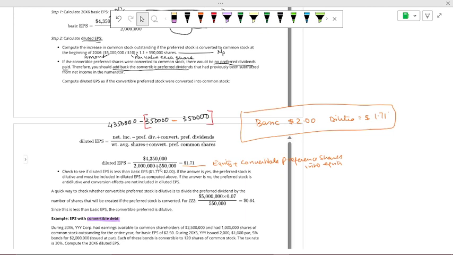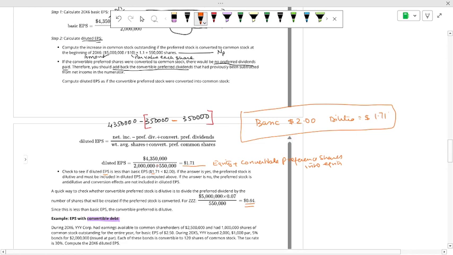What are they saying? Check to see if diluted EPS is less than basic EPS. If yes, the preferred stock dividends will be included in the diluted. They are saying cross verification. A quick way to check: diluted is less than basic. As simple as that. We don't get confused on that. We will make this as a basis. Is it okay with you? Yes. Okay.